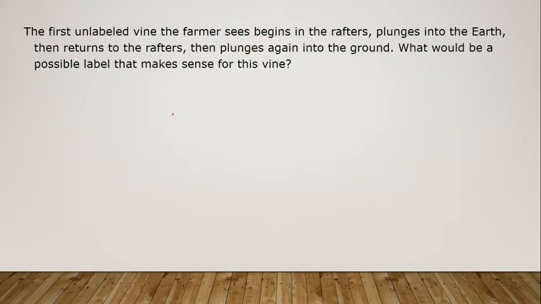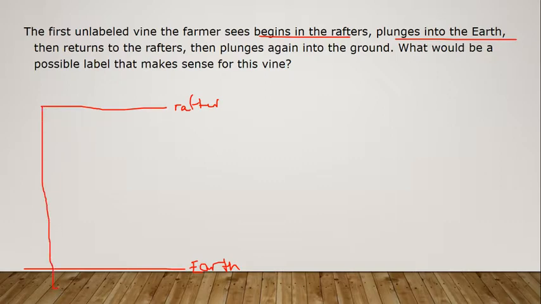The first unlabeled vine the farmer sees begins in the rafters, plunges into the earth, then returns to the rafters, then plunges again into the ground. What would be a possible label that makes sense for this vine? Well, let's draw a picture. Let's pretend that here's our rafter up here, and down here is our earth. It begins in the rafters, plunges down into the earth, then returns to the rafters, then plunges again into the ground.